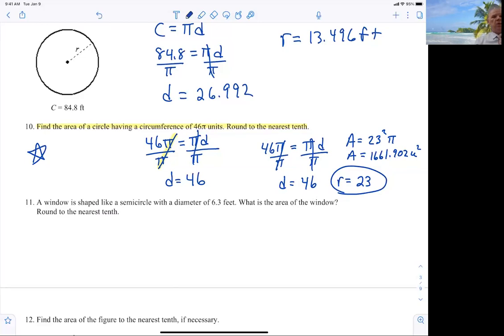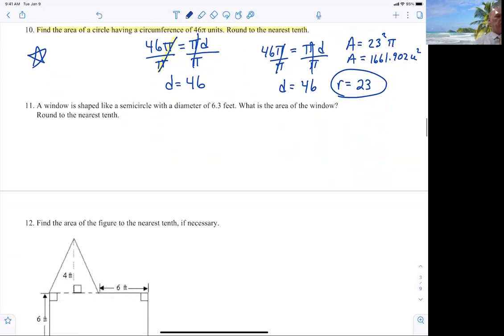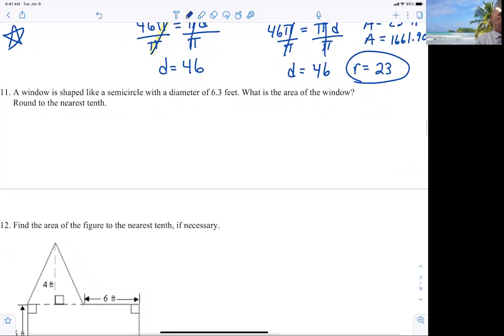Okay, so 1,661.902 units squared. Is everybody okay with that? Anybody? All right, yes, you're up, read it. The window is shaped like a semicircle with the diameter of 6.3 feet. What is the area of the window?